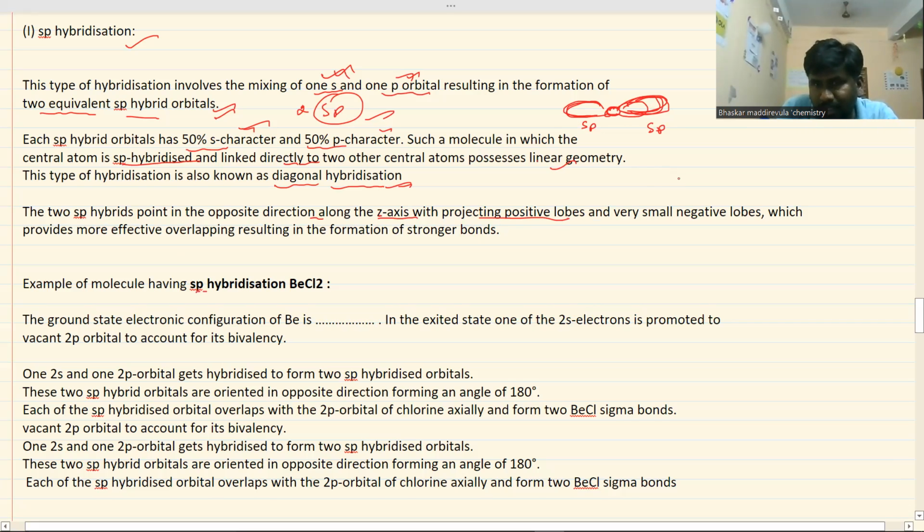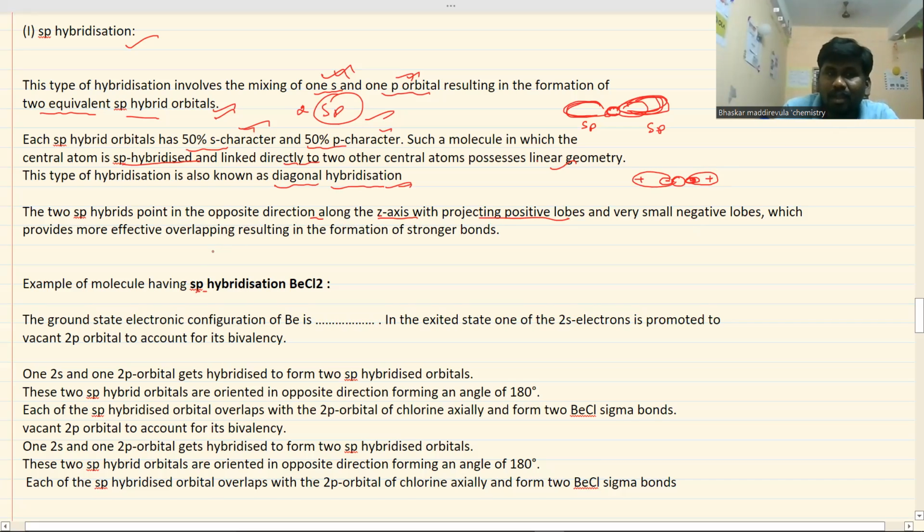See, the central atom here. They point in opposite directions along the z axis, projecting a large positive lobe and a very small negative lobe. Same on this side: a large positive lobe and a small negative lobe. Like that, they orient linearly around the central atom.